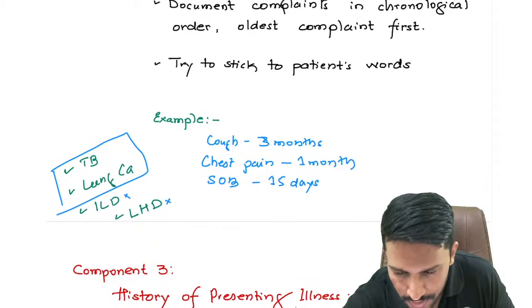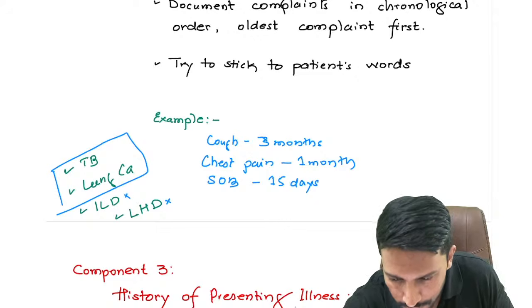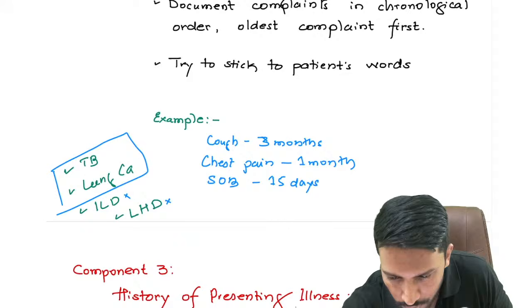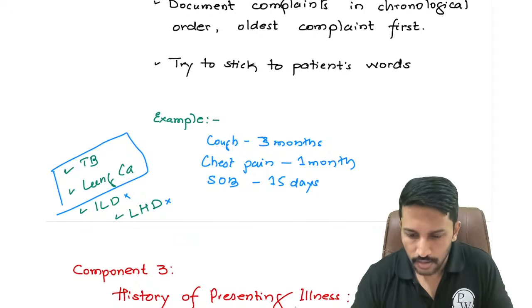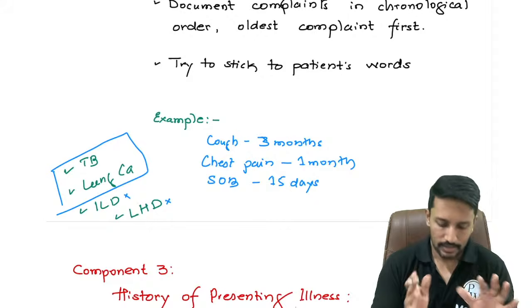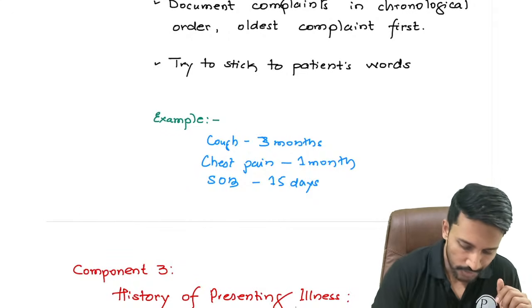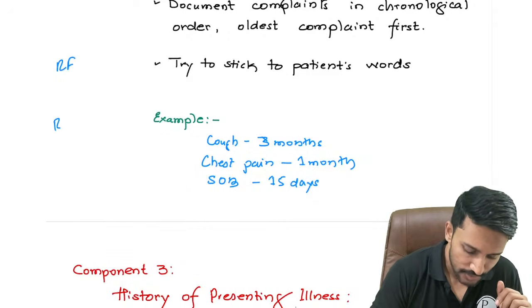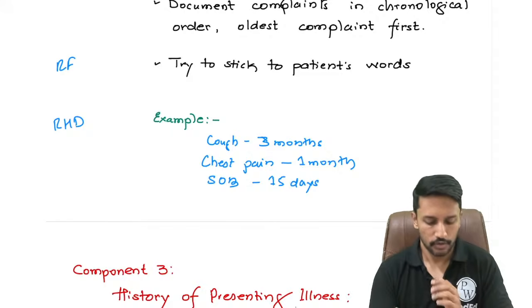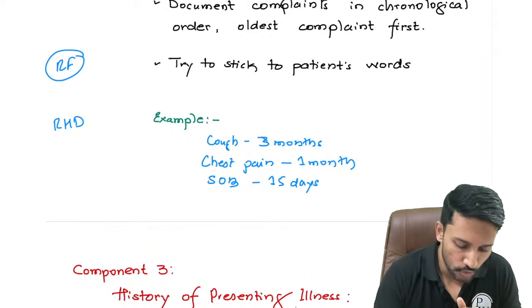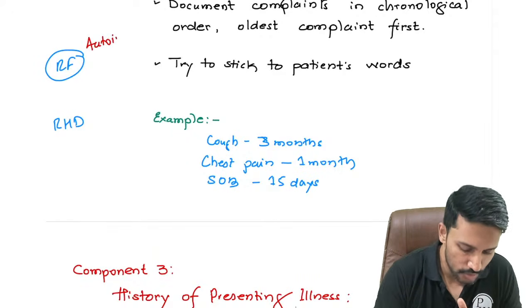If a patient has completed treatment of RF in the past, later on, can he present with RHD or other complaints? Okay, see, remember, I will tell you something very important, conceptual. What is this rheumatic fever and what is rheumatic heart disease? So basically, rheumatic fever is an autoimmune disorder, right? It is an autoimmune disorder.